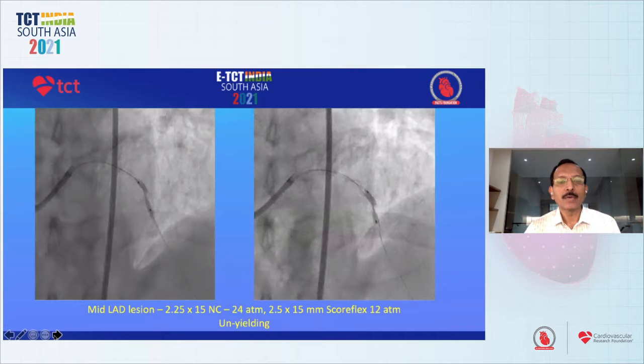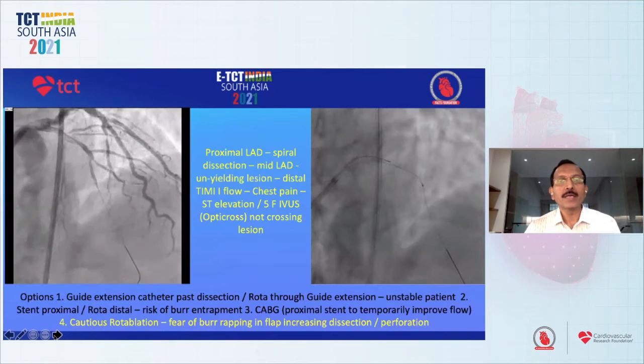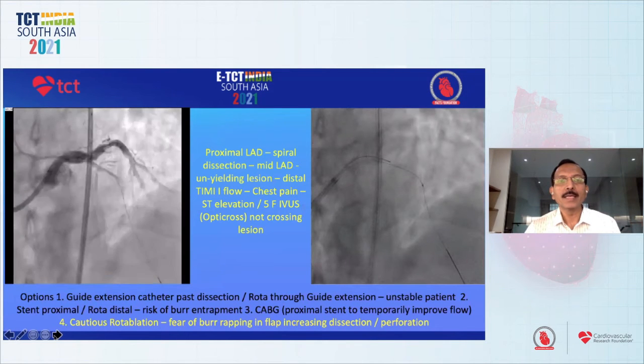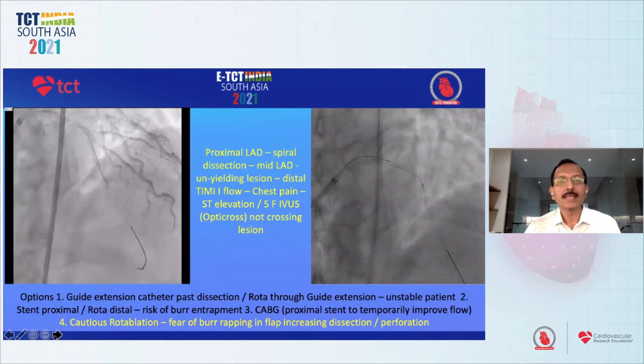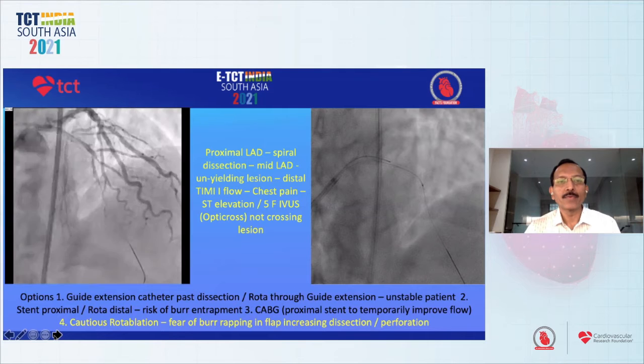Now we downsized the balloon. We started with a 2.25 millimeter by 15 millimeter NC balloon, again AccuForce, at 24 atmospheres. However, the lesion was not yielding. So we changed to a Scoreflex balloon 2.5 by 15, and we went up to 12 atmospheres. However, the result was the same. It was an unyielding lesion. At this point of time, the angiography was showing proximal LAD spiral dissection, mid LAD unyielding lesion, and there was distal TIMI 1 flow.